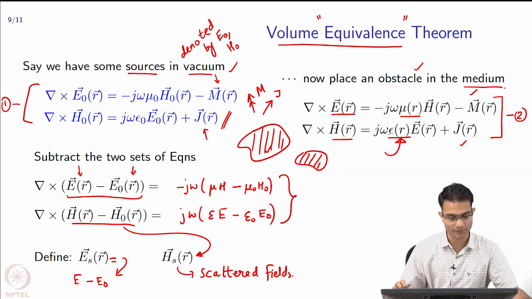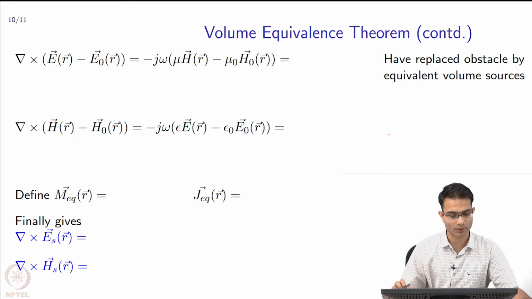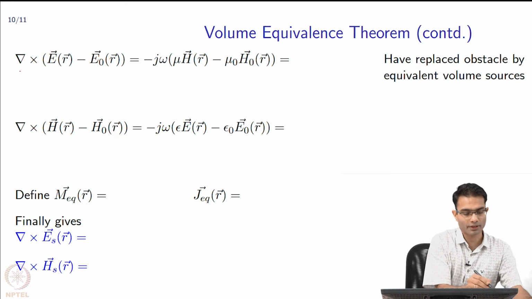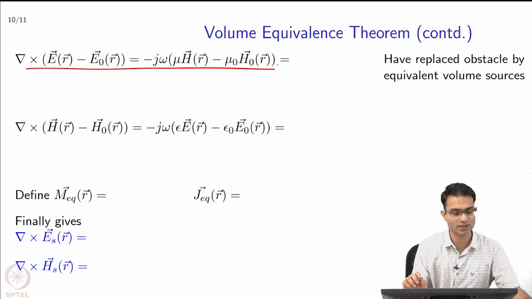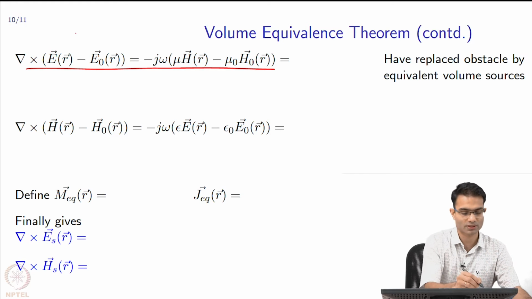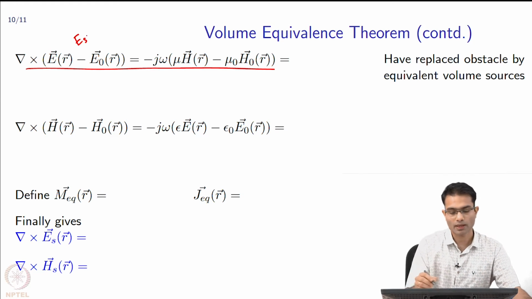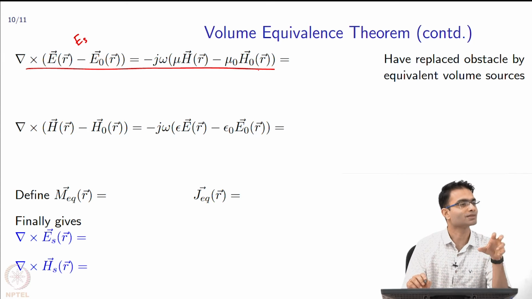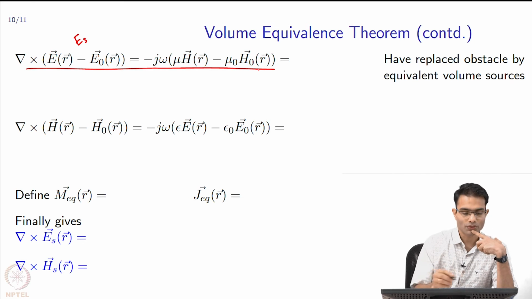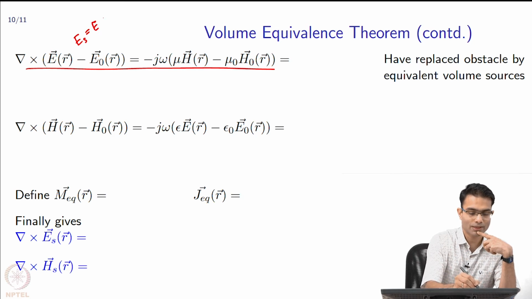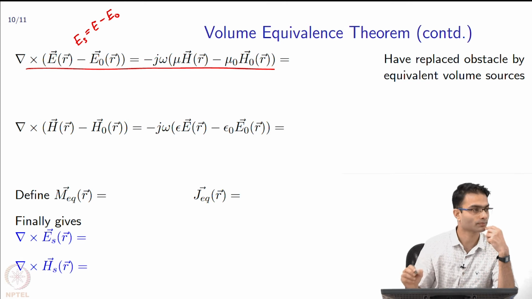So, what further can we do with this? Let us have a look at that. I have rewritten the equation from the previous slide over here. The difference in the electric field, incident and total, is the scattered field as I already mentioned, and this is what we already had. Let us try to do a little bit more algebra on this to bring it into a convenient form. E s I have written as E minus E naught.